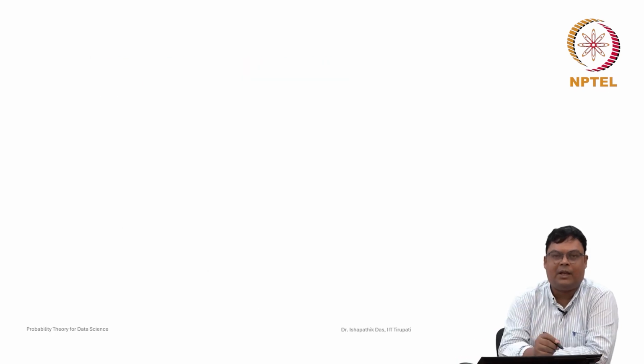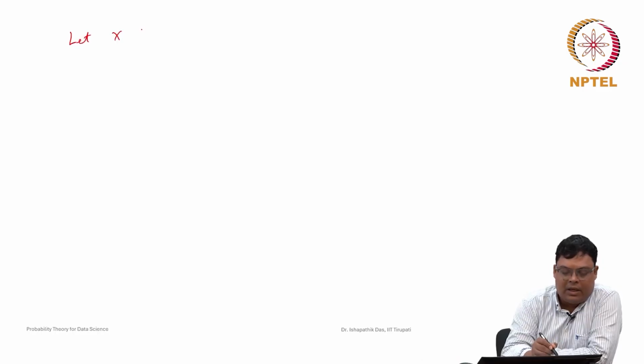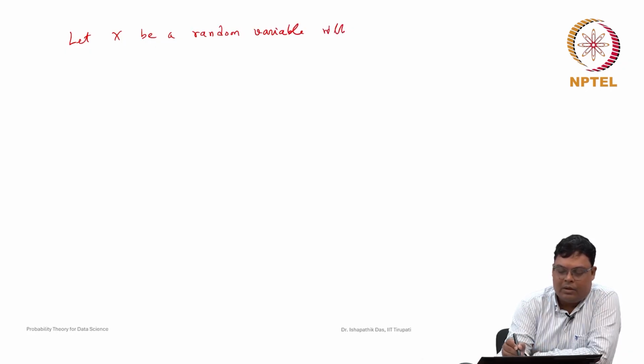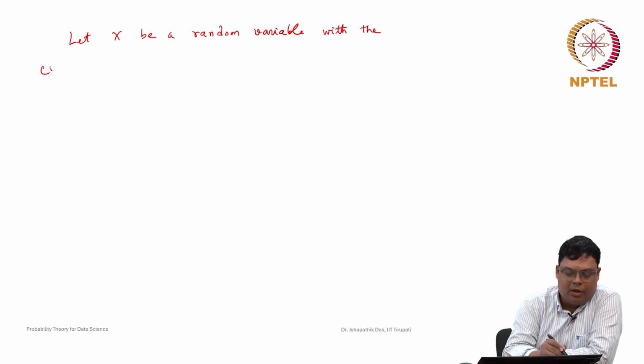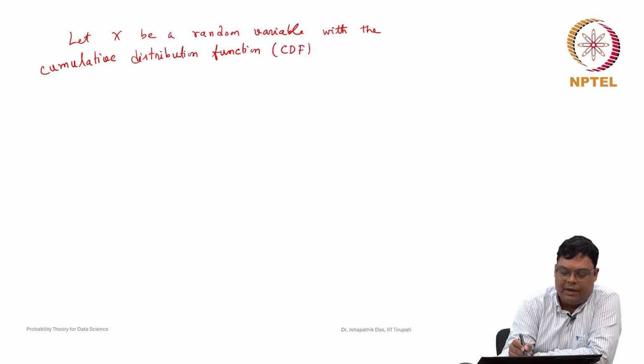So, let x be a random variable with the cumulative distribution function, CDF F_X(x). This is nothing but the probability that X is less than or equal to x.